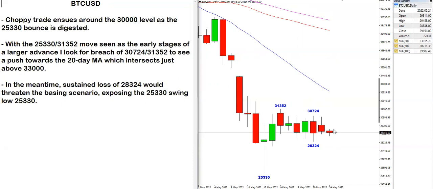So I've got a kind of a basing scenario which sees 25.330 as a major swing low, but really to get excited about that, I'd like to see it back above those resistance levels, and that for me would say yes, we've seen quite an important swing low, a bit like the S&P, and then we can start talking about a multi-week rally. Okay, should we get back through 28.324 and stay there for any length of time, that would start to weaken the structure, and then that would expose 25.330.